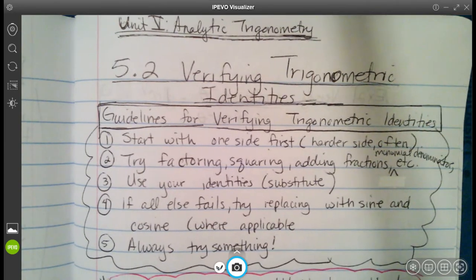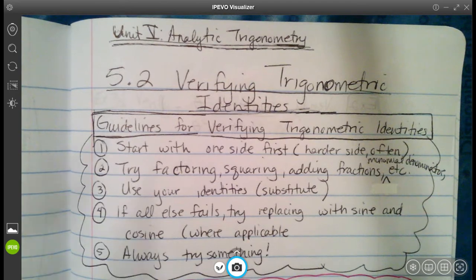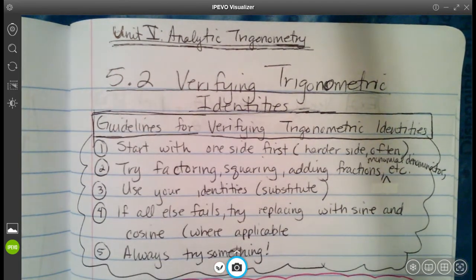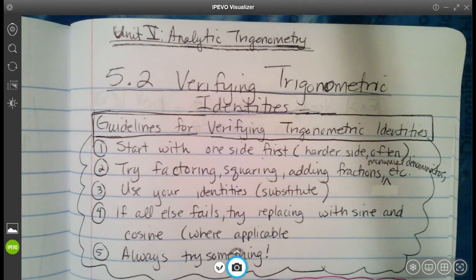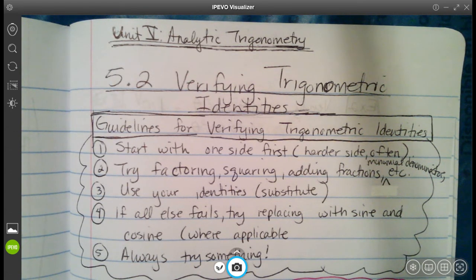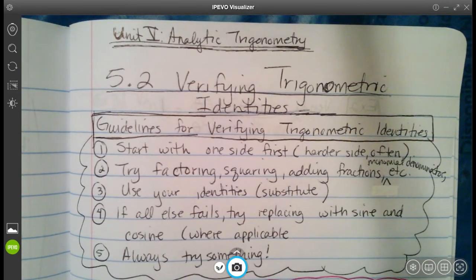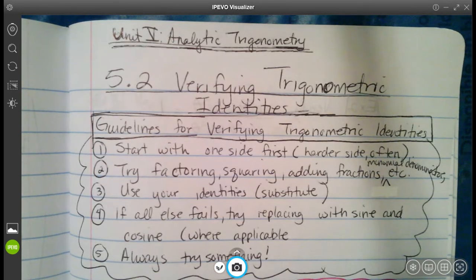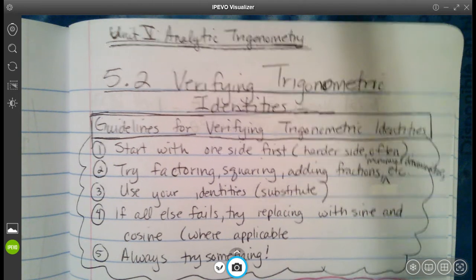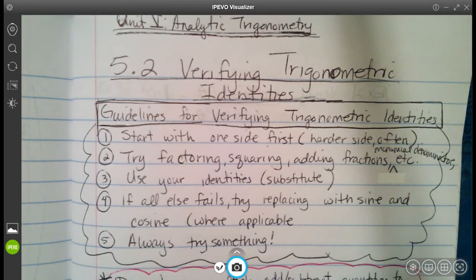This video is going to cover section 5.2, verifying trigonometric identities, part of Unit 5, Analytic Trigonometry. This is actually one of my favorite topics, so I might get a little bit happier with this one, just FYI. We have a few guidelines you might want to copy because they do help you out with where to start. Sometimes if you're not too familiar with identities, you can get a little bit flustered.